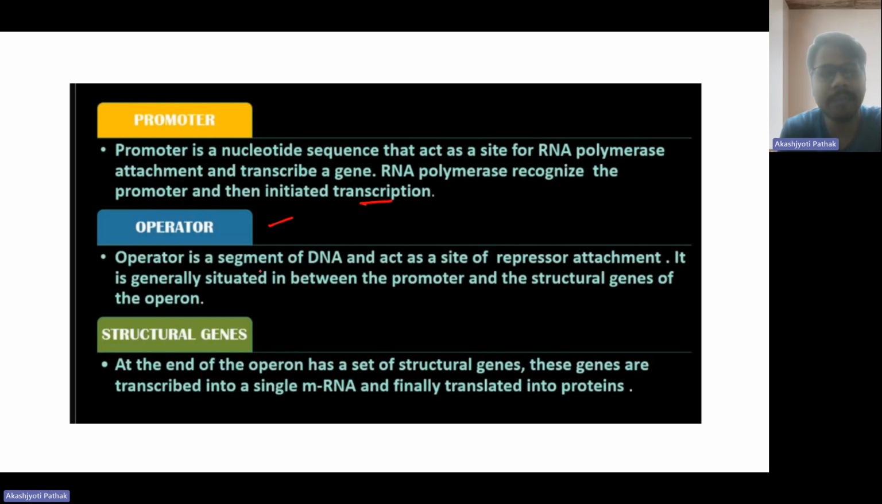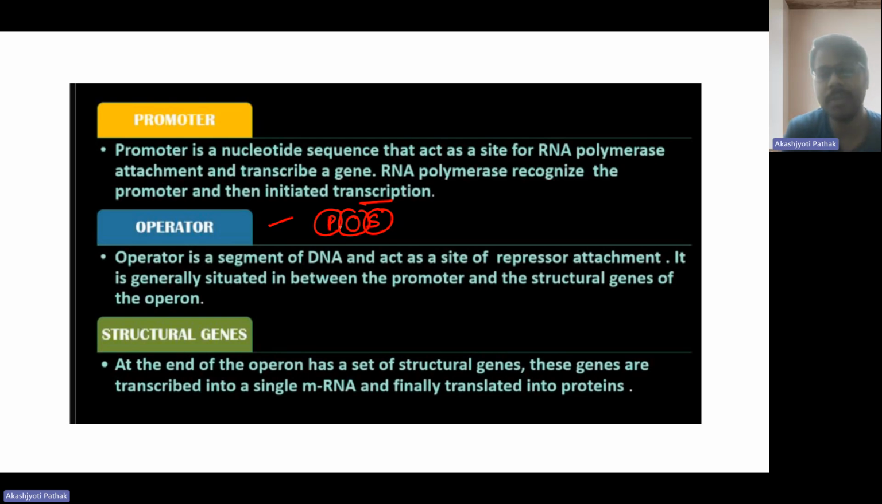So the operator is present between the promoter and the structural genes. It is that segment of DNA which is the site of repressor attachment, and it is generally situated in between the promoter and the structural genes of the operon.